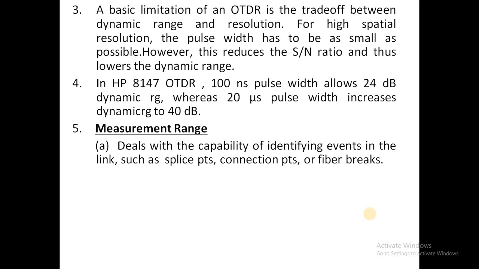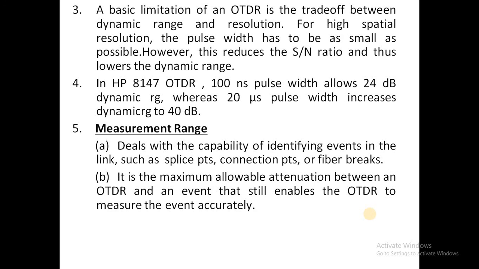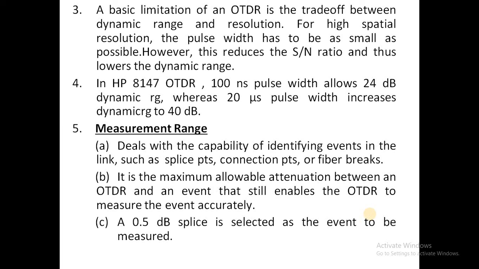Measurement range deals with the capability of identifying events in the link such as splices, connection points or fiber breaks. So that we have to measure, we use this measurement range. It is the maximum allowable attenuation between an OTDR and the event that still enables the OTDR to measure the event accurately. A 0.5 dB splice is selected as the event to measure.